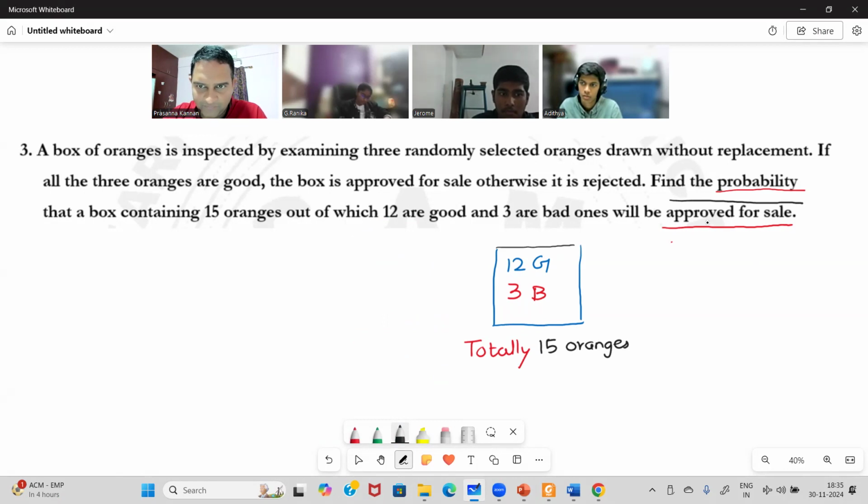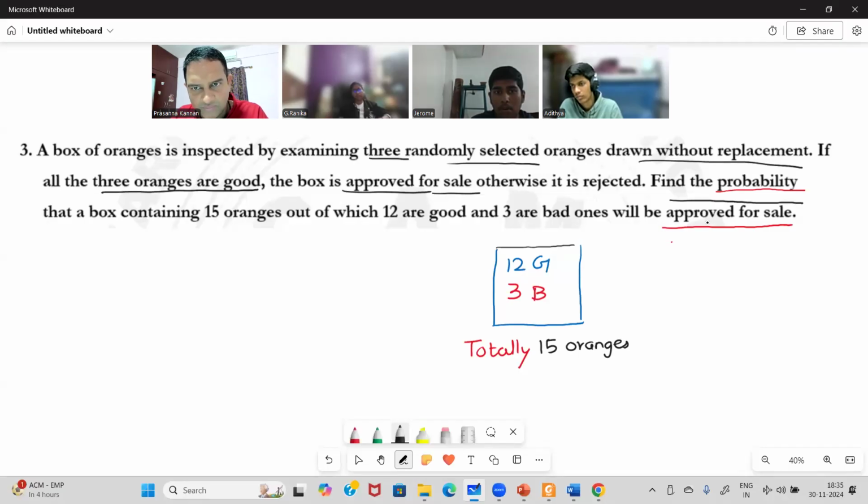Yes, Jerome, please unmute. Bad, sir. If it is bad, will it be approved for sale? No, sir. See here, he is examining 3 oranges without replacement. If all the 3 oranges are good, then the box is approved for sale. Correct or not? So if this box is approved for sale, how many oranges is he taking out? 3, sir. And none of them is bad. Correct or not? If all those 3 oranges are good, then it is approved for sale. Clear or not? Yes, sir. So here, because it is approved for sale, all the 3 oranges he took must be what? Good, sir. Exactly. Is it clear?